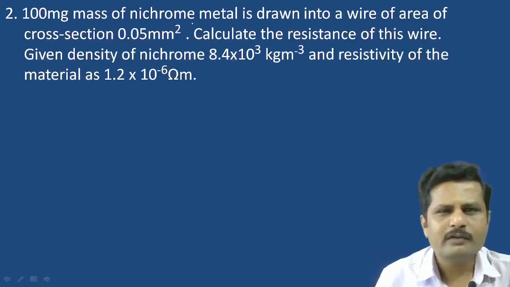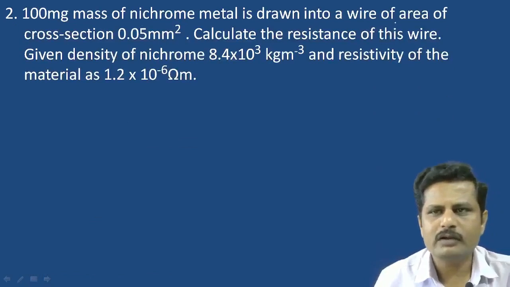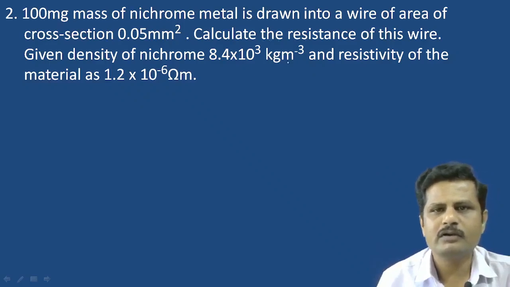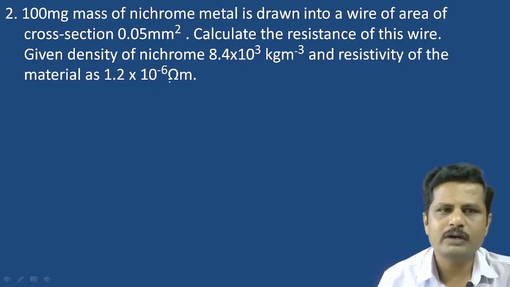100 milligram mass of nichrome metal is drawn into a wire of area of cross section 0.05 millimeter square. Calculate the resistance of this wire. Given the density of nichrome is 8.4 into 10 raised to 3 kg per cubic meter and the resistivity of the material is 1.2 into 10 raised to minus 6 ohm meter. Here we need to find the resistance of the wire.